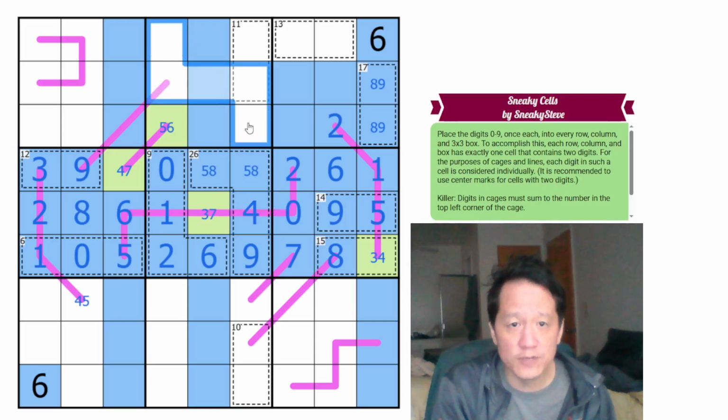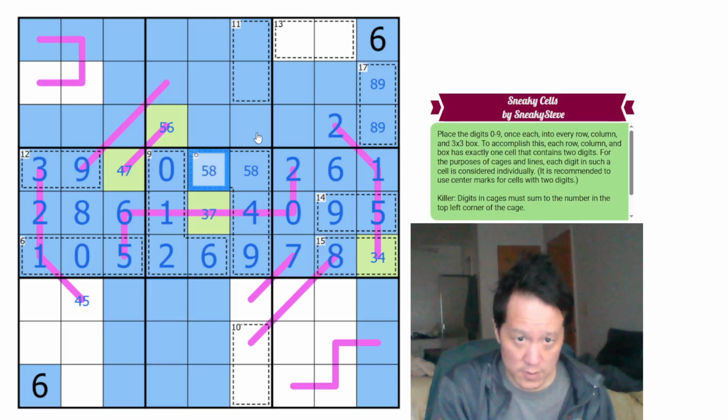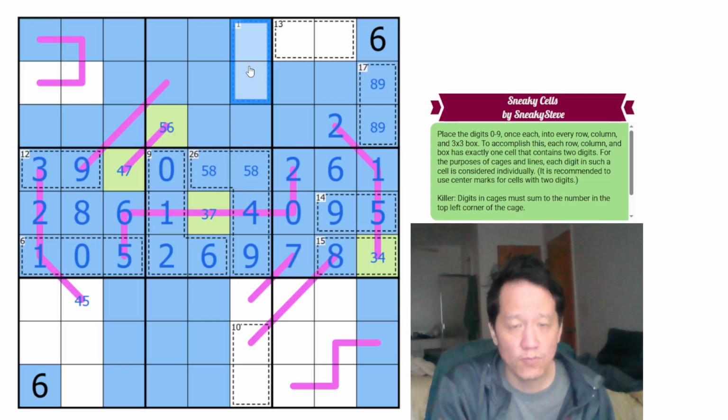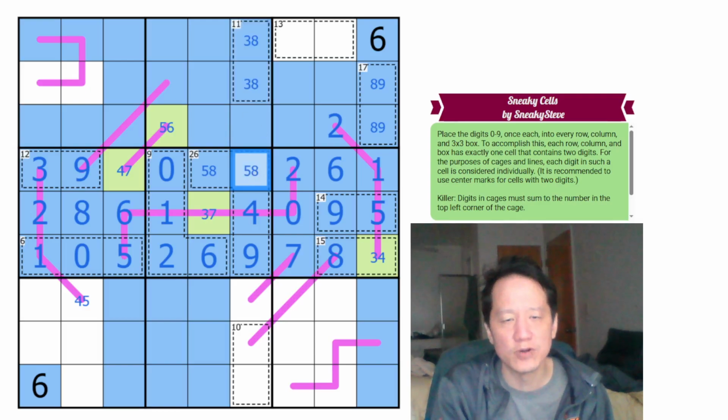So the rest of this box cannot contain a sneaky cell. Actually, these can't be sneaky cells. And these can't be sneaky cells. And these can't be sneaky cells. These two digits must add up to 11. So it cannot be 2, 9, cannot be 4, 7, it cannot be 5, 6, so it has to be 3, 8. So this is 3 and 8, which means this can't be 3 or 8. So this is 5, this is 8.